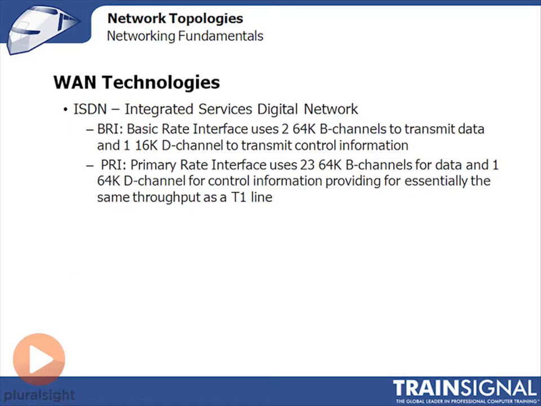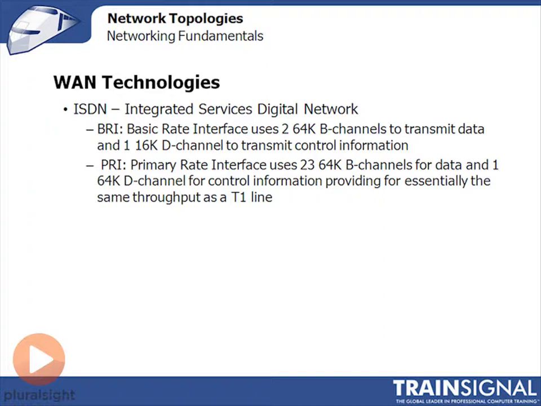Another older WAN technology was something called ISDN, the Integrated Services Digital Network. I'm not going to spend a whole lot of time here. I just want you to understand that ISDN was broken down into two different flavors. One was called Basic Rate ISDN, or BRI, which would give you two 64-kilobit B channels to transmit data on and one 16-kilobit D channel for the control information, which meant that your data throughput was about 128 kilobits. This was considered to be really good back when we were using dial-up.